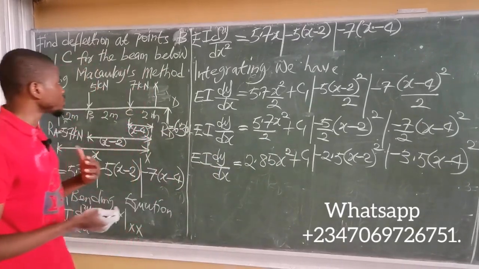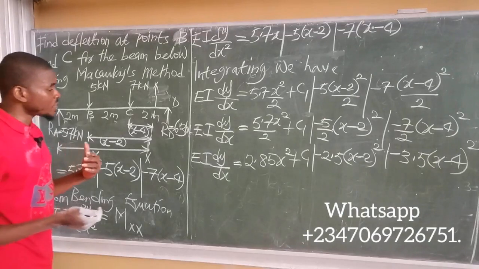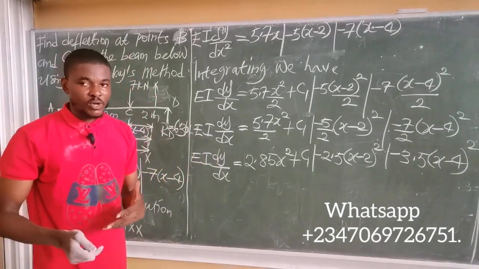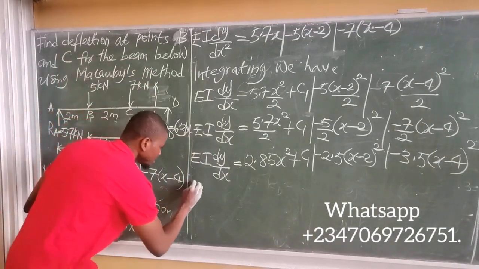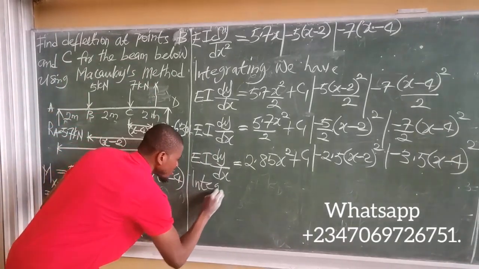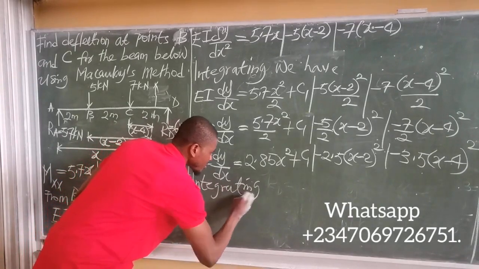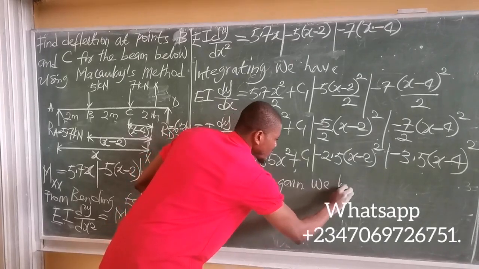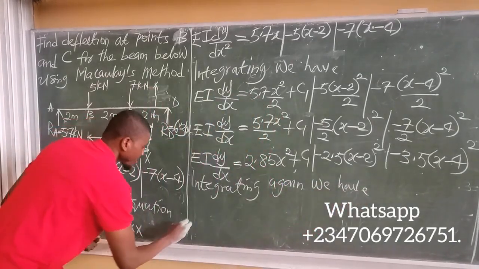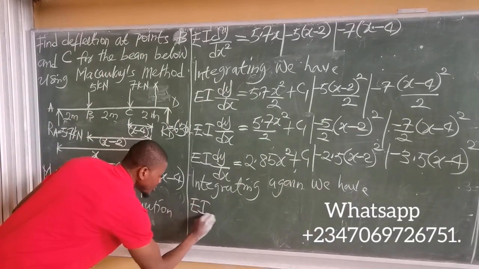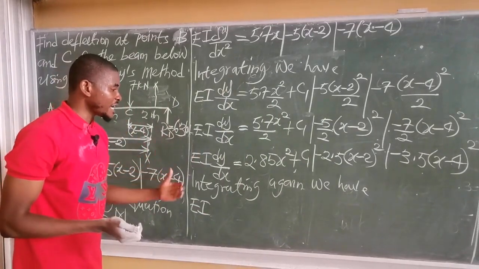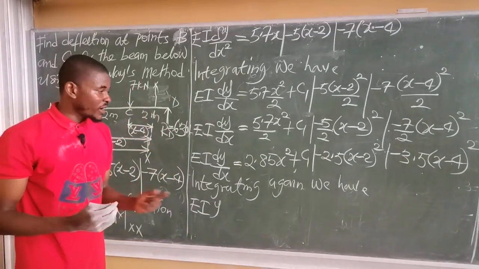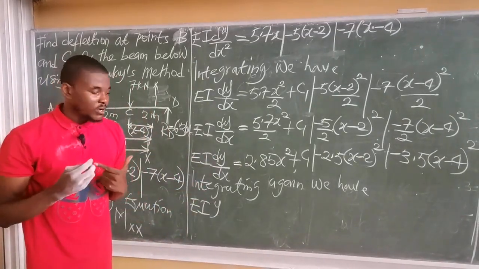But the question says we should find deflection. So which means we need to now what? Integrate this equation again to obtain the deflection equation. So integrating again, we have, okay, this is simply EI. So if I integrate dy/dx with respect to x, I will simply have y.